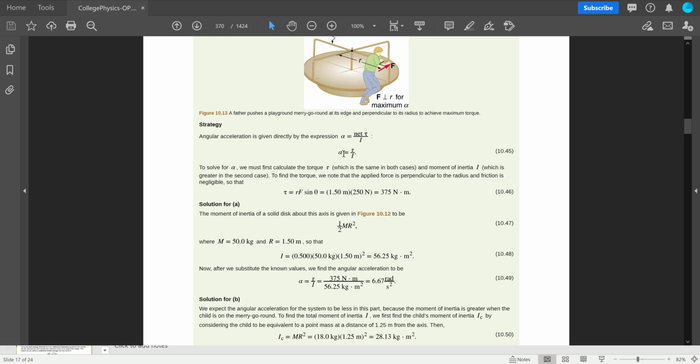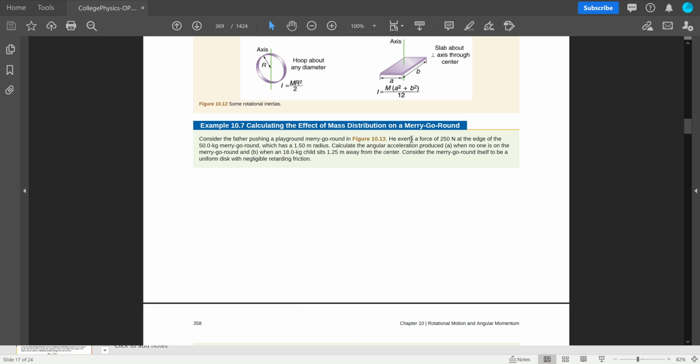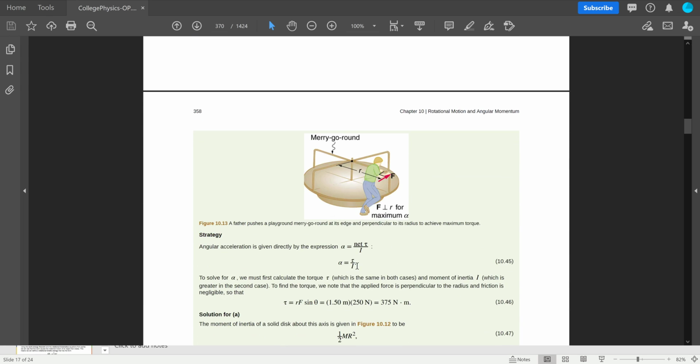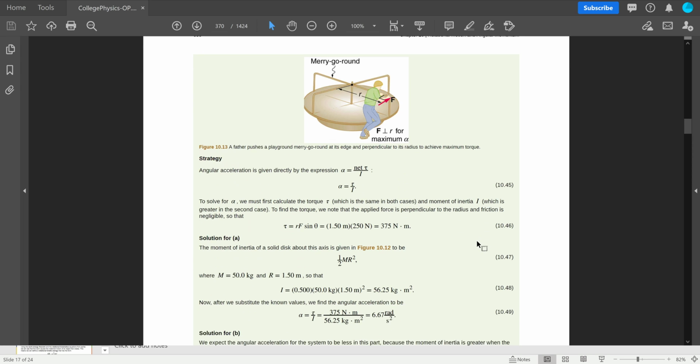Okay, so we know that our alpha is equal to our tau over I, where tau is the force that we're looking for here. Well, we're calculating the angular acceleration, but for that we need our tau. So we have our force and our radius, and we know it's perpendicular, pushing perpendicular to the surface here. So 1.5 times 250, and that's the amount of torque that the father's pushing.